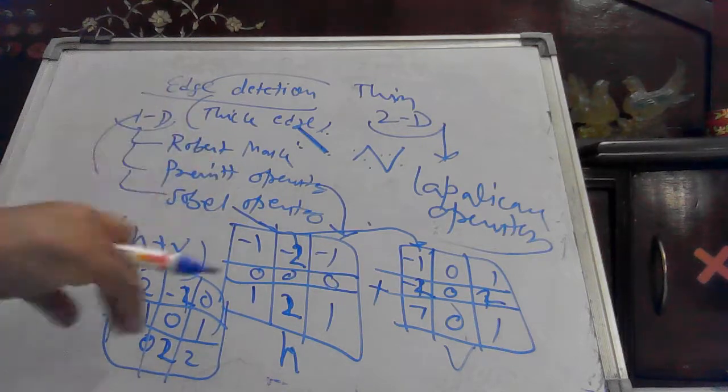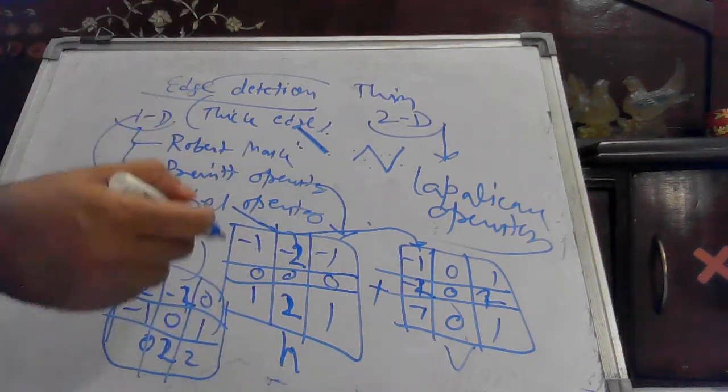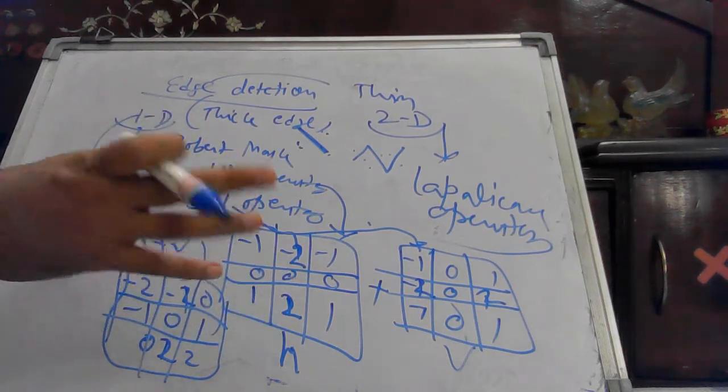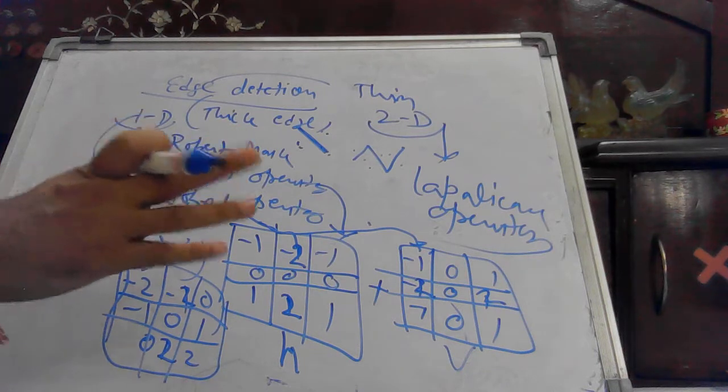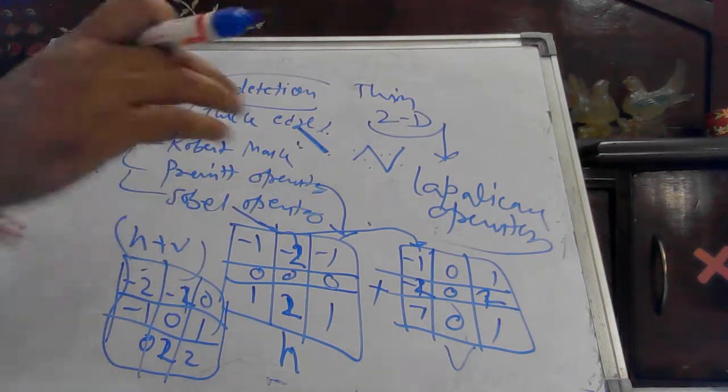Tomorrow we will discuss numerical problems based on these topics, and then we will move to the second approach of image segmentation, that is based on thresholding. That is the region based or similarity based approach. So region growing, region splitting and merging, and thresholding. We'll see in the next lecture.